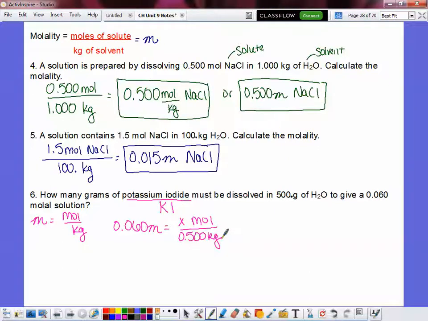How are we going to solve for X for this problem? Yep, you're just going to multiply 0.06 and 0.5. So what do we get as our X? 0.03? And I heard you say it with proper sig figs, 0.030. And that's moles of KI. Now how do we find the grams of KI? Mole conversion, converting moles of KI to grams of KI.